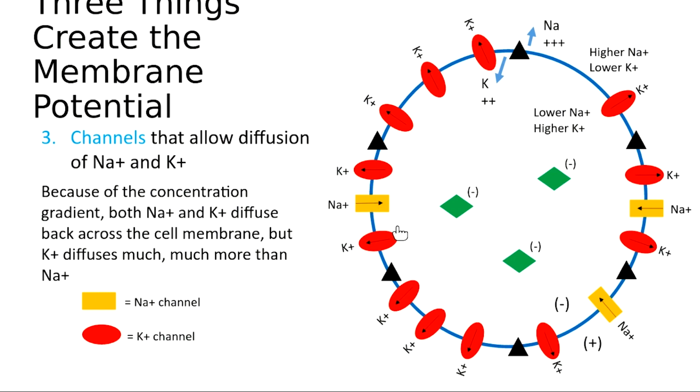So diffusion is also leading to a situation where we've got more positive charge outside than we have on the inside. And those are the three things that, working together, set up and maintain that concentration gradient, so that we are positively charged on the outside of the plasma membrane and negatively charged on the inside of the plasma membrane.